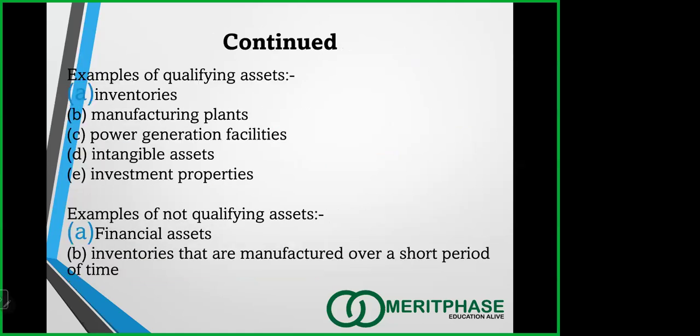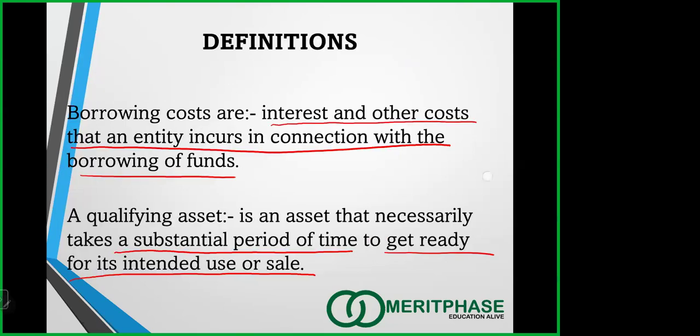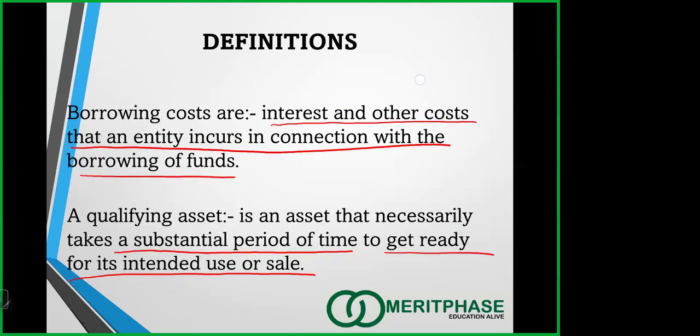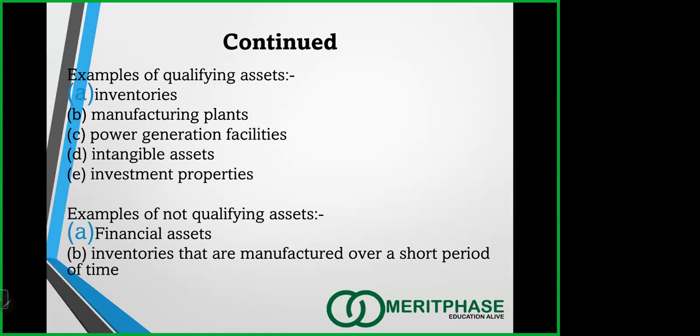Examples of qualifying assets. Other inventories, I see here, inventories that are manufactured or otherwise produced in large quantities. On a, this will not be part of IAS 23. Clear? Yes. But otherwise, examples of qualifying assets will be inventories, manufacturing plants, power generation facilities, intangible assets, and investment properties. And examples of non-qualifying assets: financial assets.